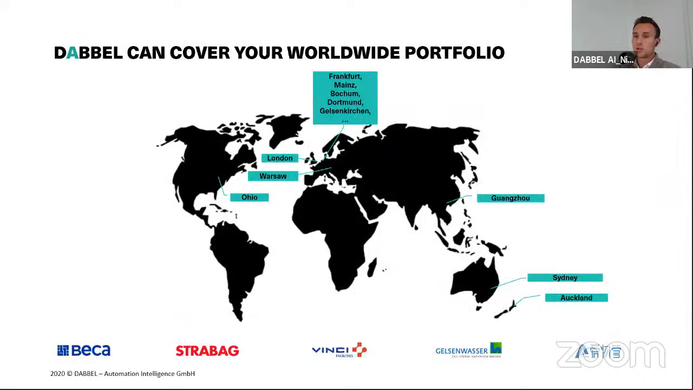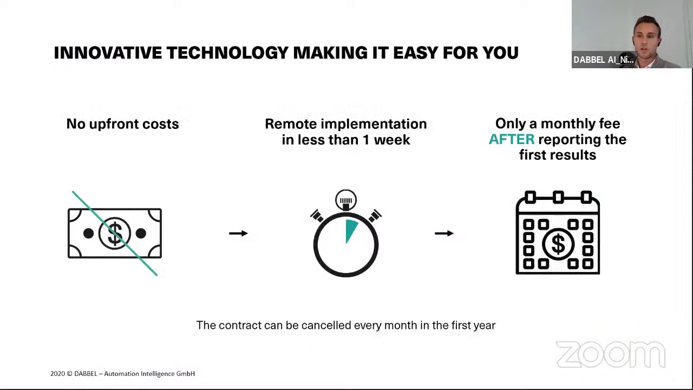We can do this not only in Germany, but as I mentioned, we can do it worldwide. So it doesn't matter if your buildings are in Japan, in Berlin, in the UK, in the USA. We have a remote implementation process, and this offers us a simple business model, which is software as a service. So you don't pay anything up front. We remotely implement our software within 1 week, and you get the first results after 1 month, and you pay only a monthly fee based on the energy consumption.